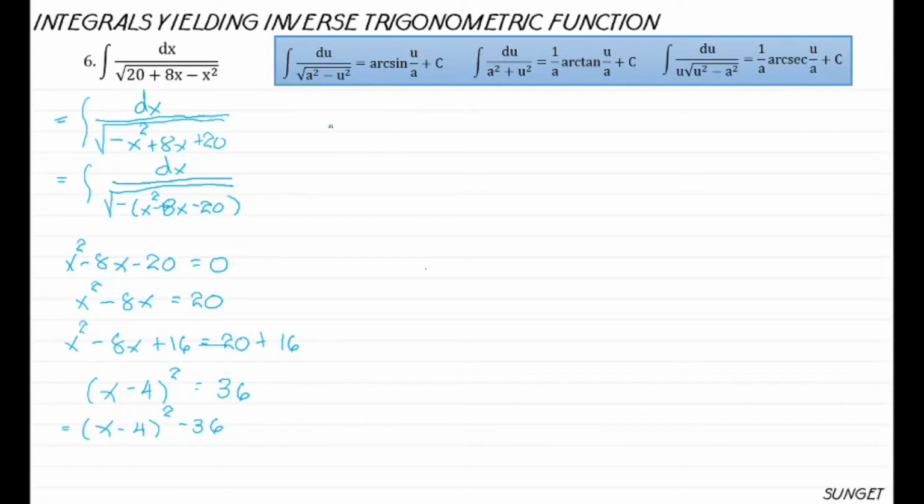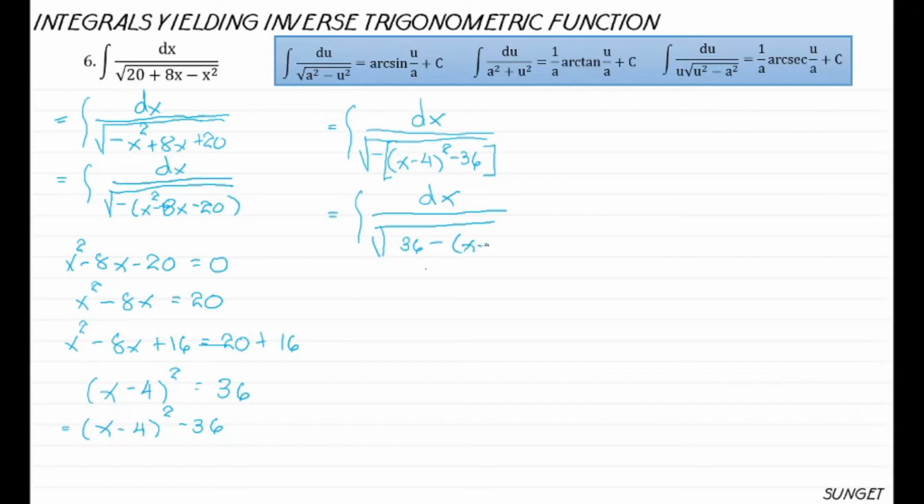So our new integral will be the integral of dx over square root of negative times x minus 4 squared minus 36. Then distribute the negative sign. So we have the integral of dx over square root of 36 minus x minus 4 squared.